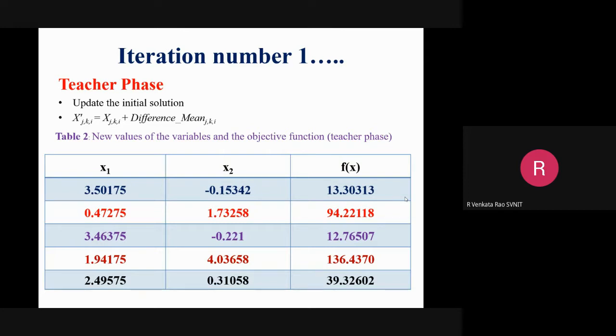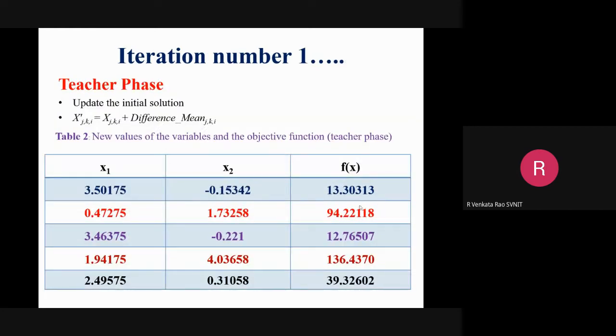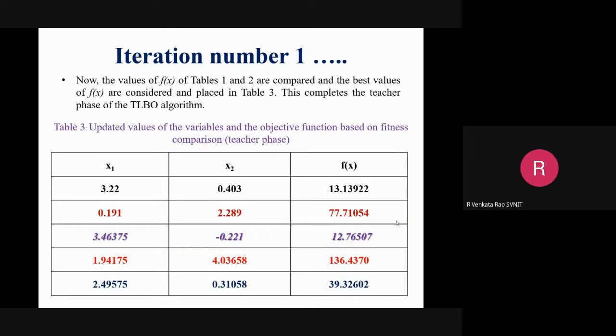The new solution for the fourth learner is 136. What about the old solution? 261. 261 for the fourth learner. That means the new solution is better. And the old solution for learner 5 is 43. And here 39. You can see the last element, 39.32602. That means this new solution is better. So this way, what we are doing is comparing the fx values of table 2 with table 1, and whichever is better, that we take to table 3. So table 3 is this.